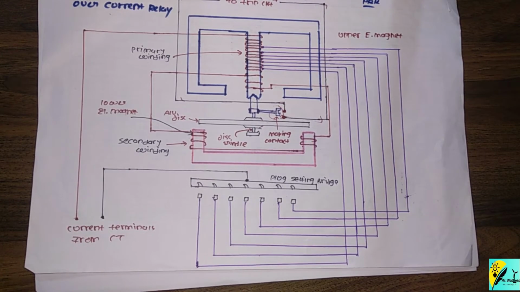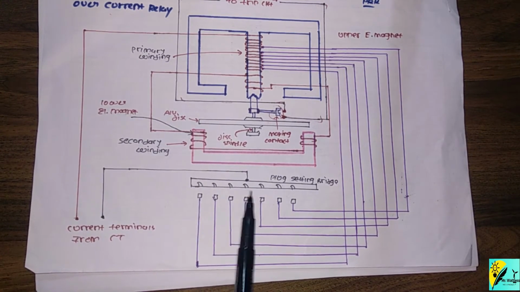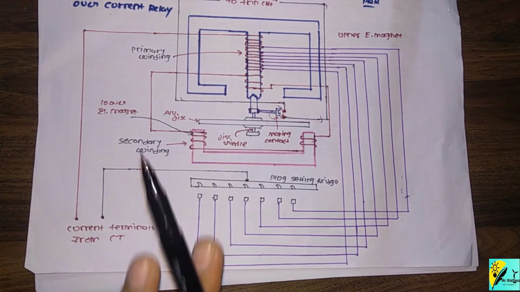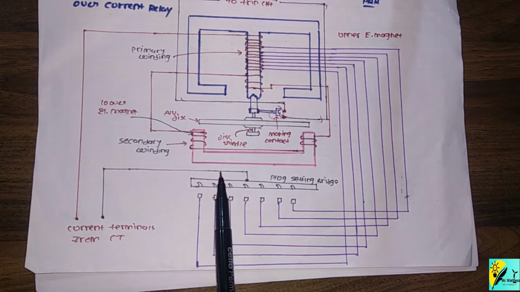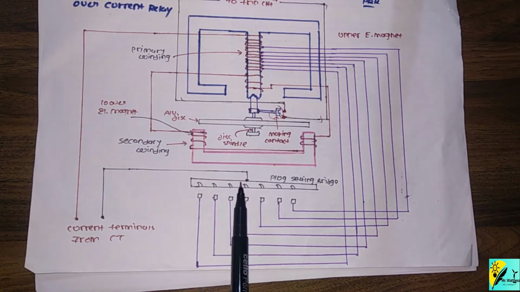So there are usually 7 sections of tappings to have the overcurrent range from 50% to 200% in steps of 25%. The range of overcurrent we get is 50% to 200%, in steps of 25%. Fine. So these values are percentage of the current rating of the relay, nothing else.